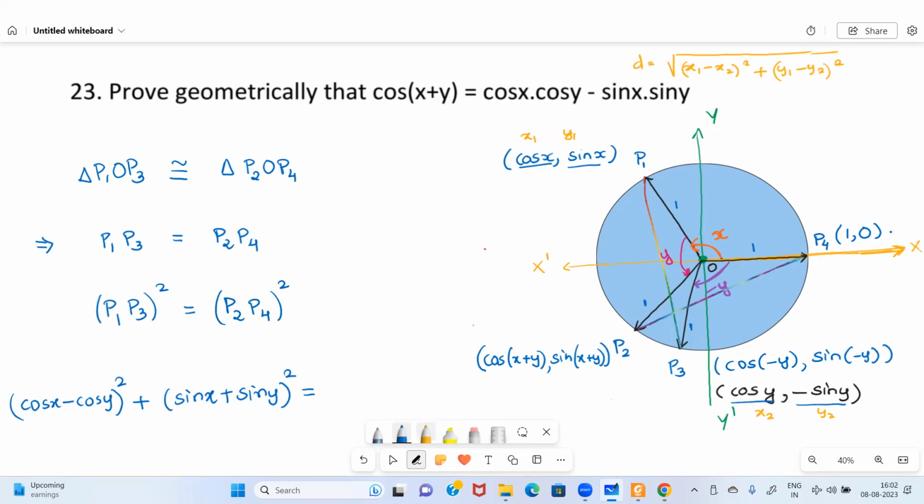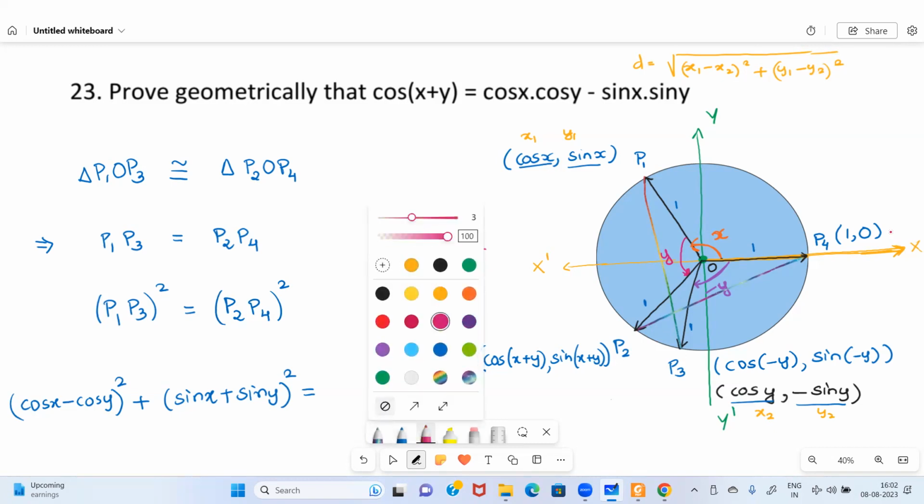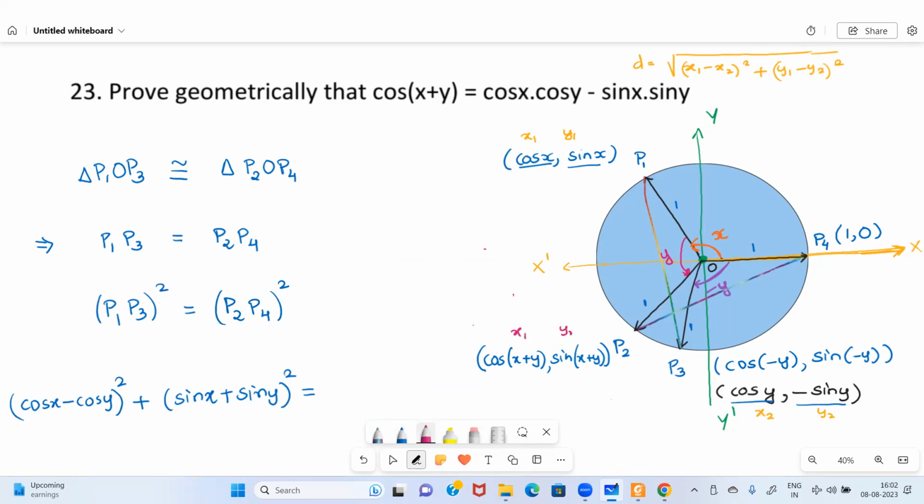Now P2, P4, again I can take this as x1, y1. And this is x2, y2. And use the distance formula. I will get cos of x plus y minus 1 whole square plus sin of x plus y minus 0 whole square. Clear, students? Simple distance formula we are using here.